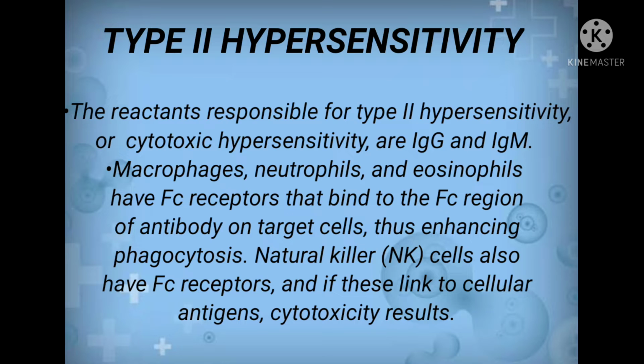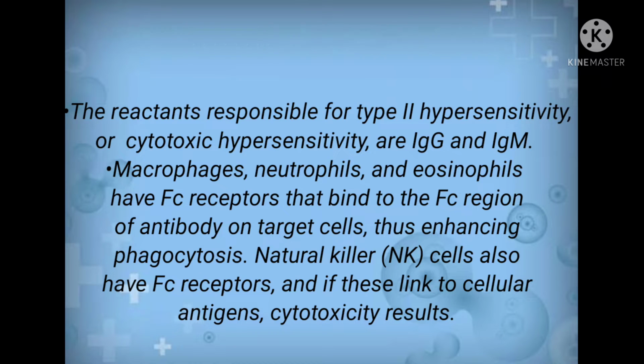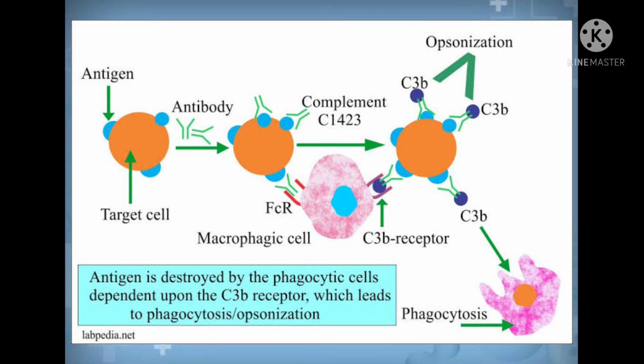Natural killer or NK cells also have Fc receptors. If they link to cellular antigens, cytotoxicity results. If the complement cascade is activated, complement can trigger cellular destruction in two ways. One, by coating cells with C3b, thus facilitating phagocytosis through interaction with specific receptors on phagocytic cells, or two, by complement-generated lysis if the cascade goes to completion. Hence, complement plays a central role in the cellular damage that typifies type 2 reaction.